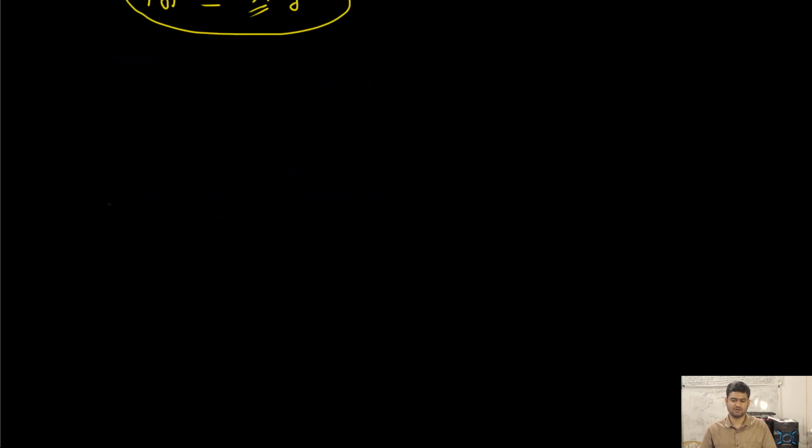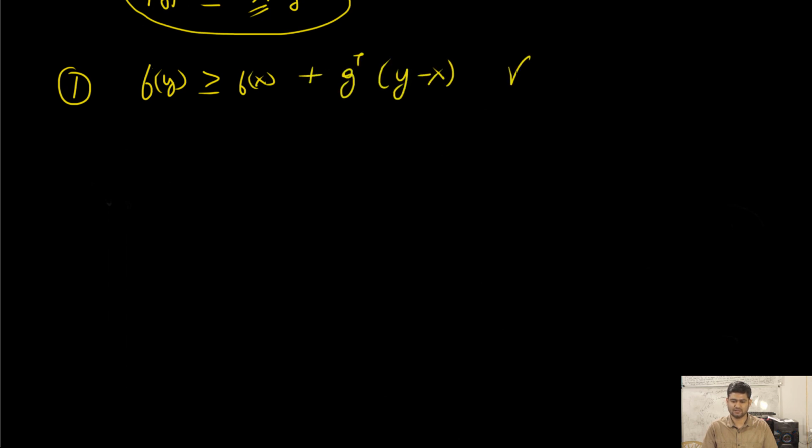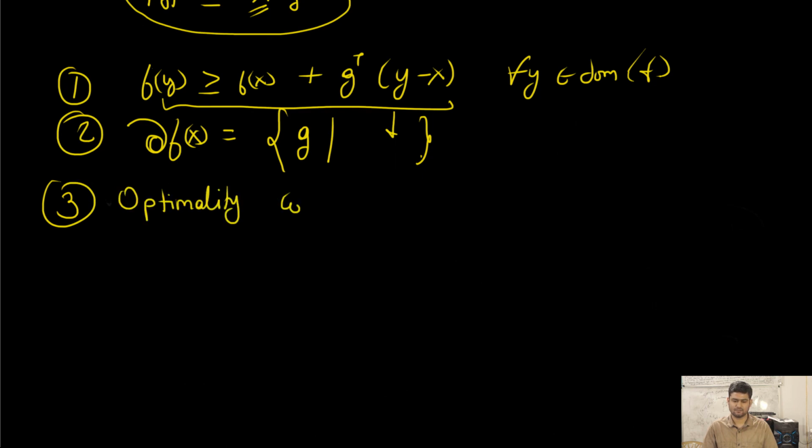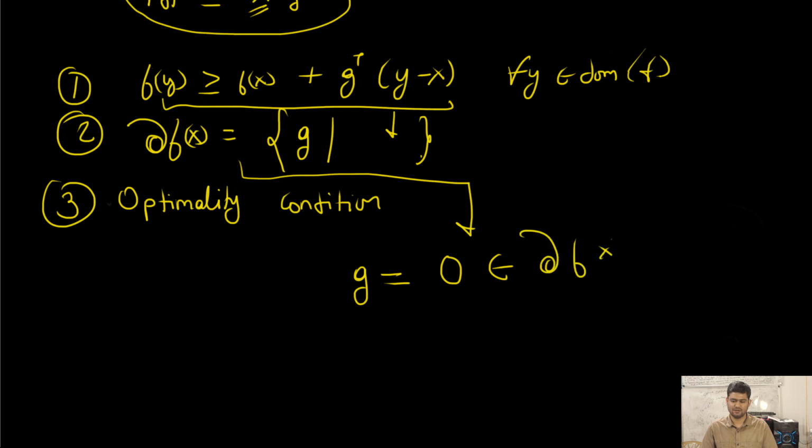One of the important things to note from this lecture is, first, the subgradient of the function f at x, not necessarily a convex function, is any vector g such that f of y is greater than or equal to f of x plus g transpose times y minus x for all y in the domain of the function f. Second, the subdifferential set of f at x is the set of all vectors g such that this condition holds. And third, the optimality condition: if the subdifferential set contains a vector of all zeros, that is, if g equal to 0 belongs to the subdifferential set of f at x, then that x is a global minimizer for a convex function.